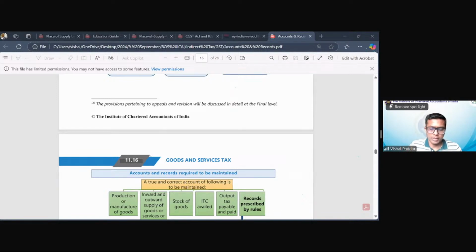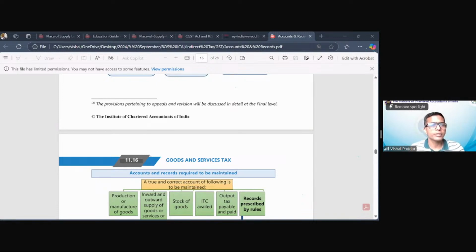So you know when reversal and re-avail happens. That happens in two cases. First, the 180 days rule. Second is where your supplier has not paid tax and the next year's 30th September has passed. So till now, if he has not paid tax, by 30th of November you have to reverse. And in future, whenever he pays tax, you can re-avail.